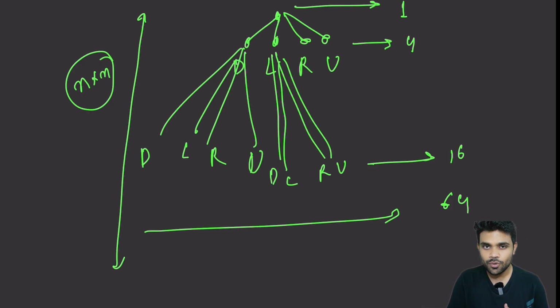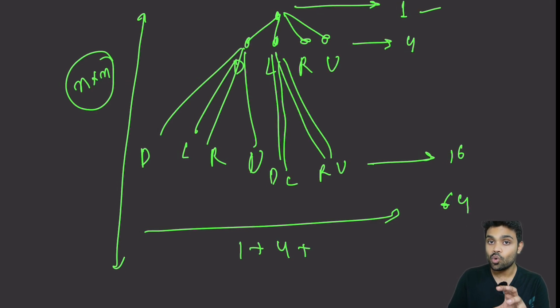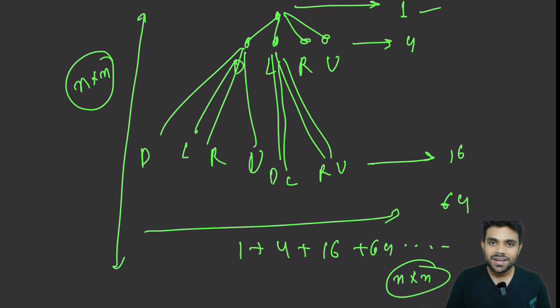So let us try to do a little bit of mathematics. One node over here, then 4. We already know that the number of nodes is equal to the time complexity, right? So we are calculating nodes: 1 plus 4 plus 16 plus 64, till how many levels? Till n cross n levels, right? N cross n levels. Okay, so this is a geometric progression.